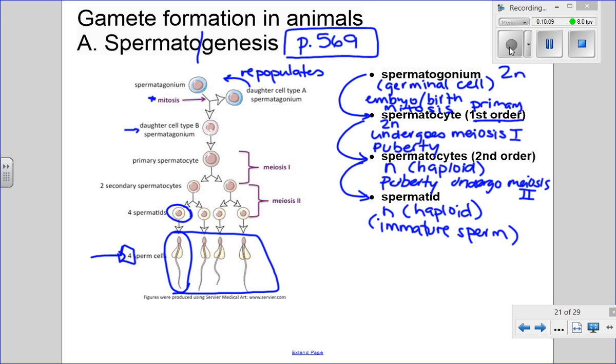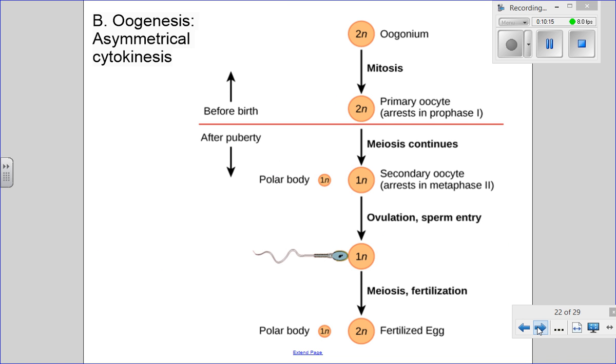On the next slide, we're going to talk about how eggs are produced, and it has a similar type of word beginning the process. The word has genesis in it. Here it's called oogenesis because usually the words have an O in them. So oogenesis is the beginning of the egg or of ovules.